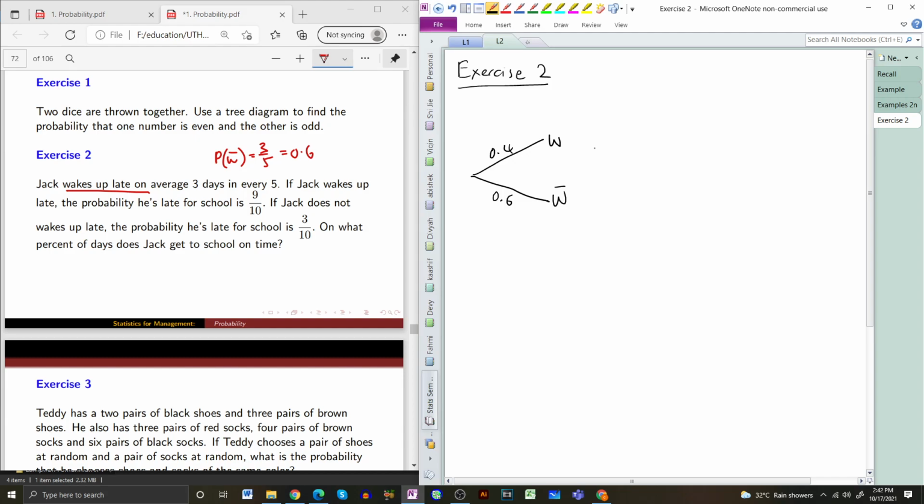Wake up, and what is the other variable? Going to school or not going to school? I mean, late for school. So this is going to school on time. This is late for school. If Jack wakes up late, the probability he is late for school is 9 over 10, or I can write 0.9. So wakes up late, late for school, is 0.9. Then here would be 0.1, wakes up late, going to school on time.